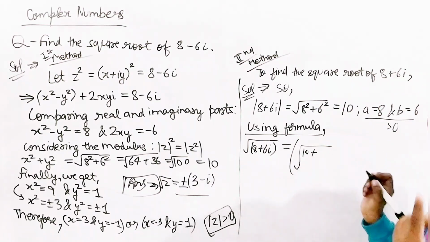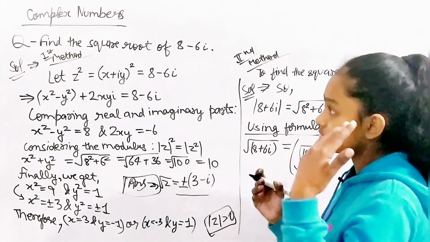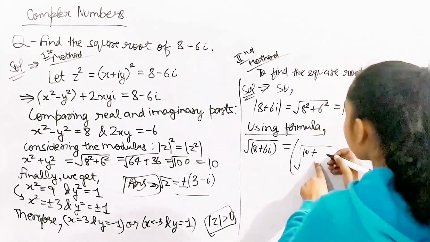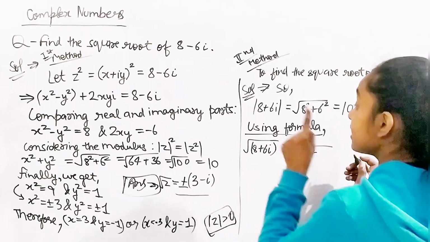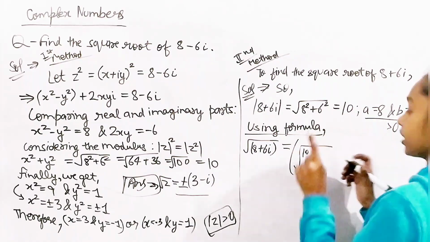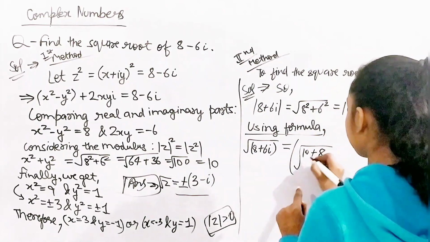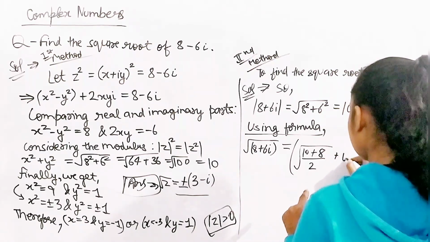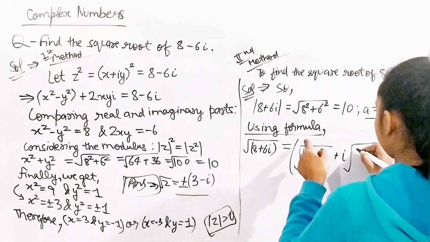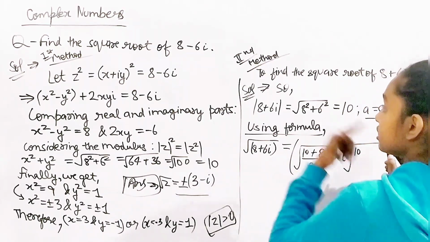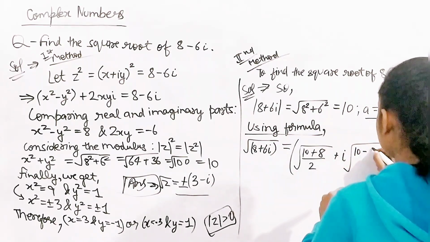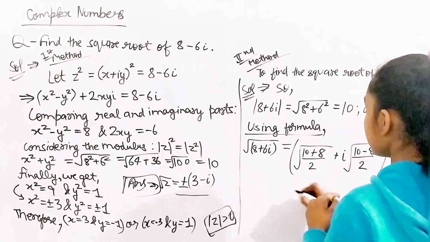Plus, what was the formula? I'll try to remember it. I don't want you to remind me about the formula. So 10 plus a, right? And a is equal to 8. I've just written it here, right? So a is equal to 8 by 2 plus iota root. What is it again? I'm going to write 10 as there was mod z, and z is equal to 8 plus 6 iota, right? And minus is going to be here, and again a is equal to 8 by 2, right?